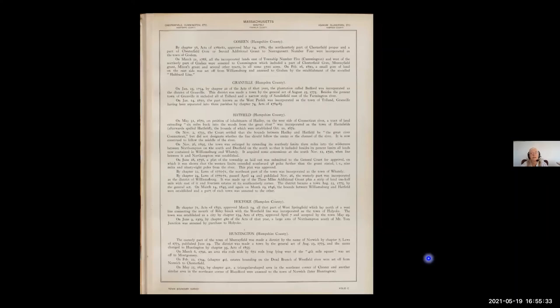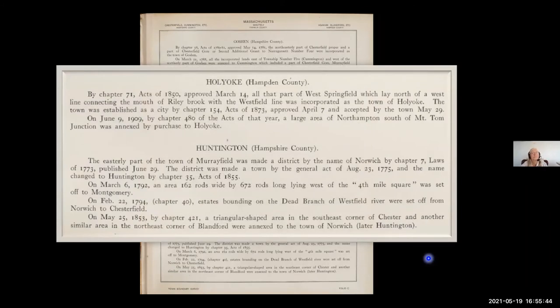Now you will find inside so many different pages. This one describes how each town was defined by the legislature. So Holyoke, chapter 71, Acts of 1850. So if we wanted to go and find who signed it, who voted on it, something more at the state archives, maybe there's some debate listed. But we're told that Holyoke was formed out of part of West Springfield that lay north of a line connecting the mouth of the Riley Brook with the Westfield line and incorporated as the town of Holyoke.